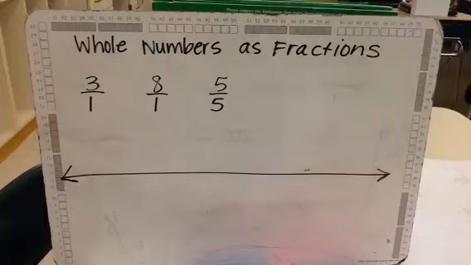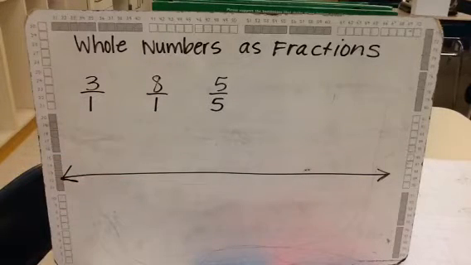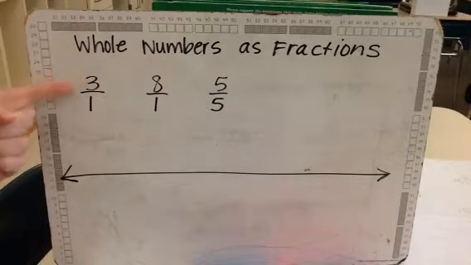In this video, I'm going to be modeling for you how to represent whole numbers as a fraction. So here I have three examples, and I'm first going to do a drawing for you so you can visualize this, and then we're going to put them on the number line. So here I have 3 over 1, and what that means is 3 wholes.